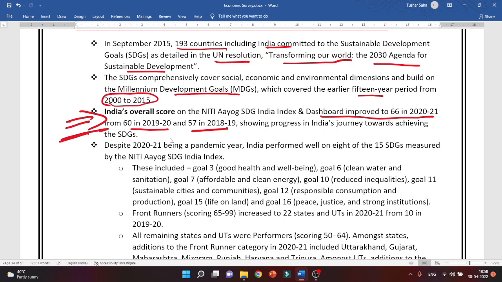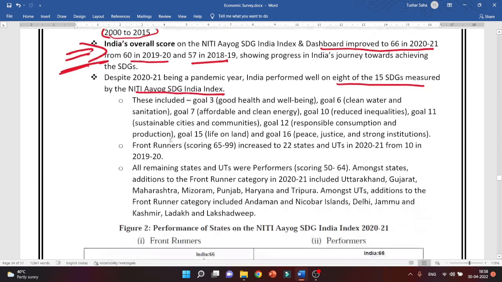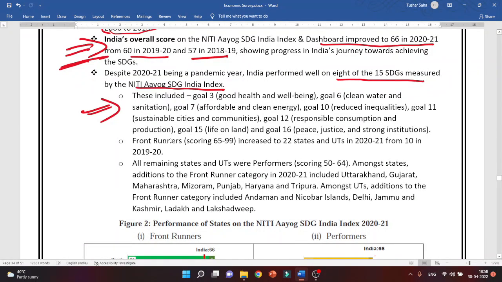Then, despite 2021 being a pandemic year, India performed well on 8 of the 15 SDGs measured by the Niti Aayog SDG India Index. What are these? This includes Goal 3, Good Health and Well-being. Goal 6, Clean Water and Sanitation. Okay, see, good health and well-being. So everywhere you will find some government scheme or other. Goal 7, Affordable and Clean Energy. Okay, Ujjwala Yojana. Then Goal 10, Reduced Inequalities. Goal 11, Sustainable Cities and Communities. Goal 12, Responsible Consumption and Production. Goal 15, Goal 16, so all this.